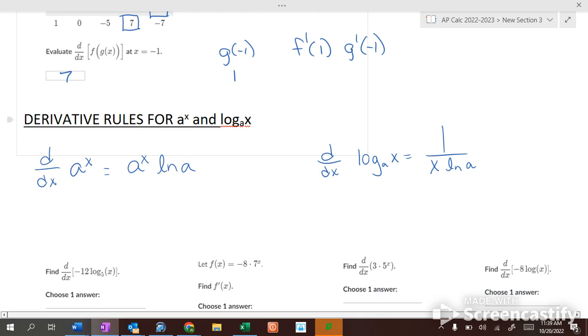Because these are the two I don't remember ever. But if you're taking the AP test, you gotta have them in your memory bank somehow.